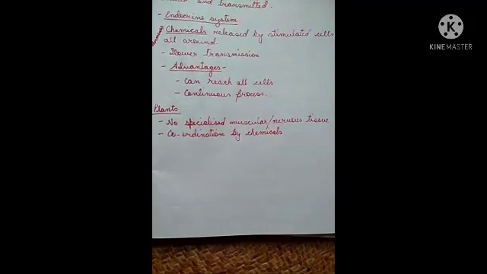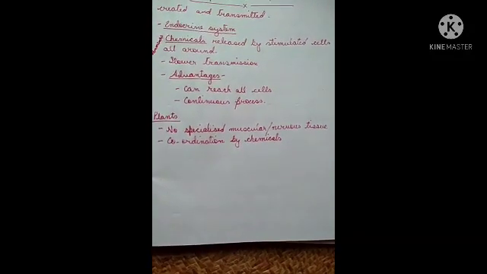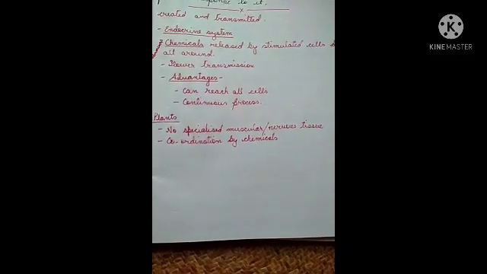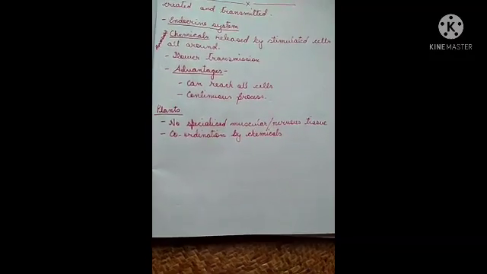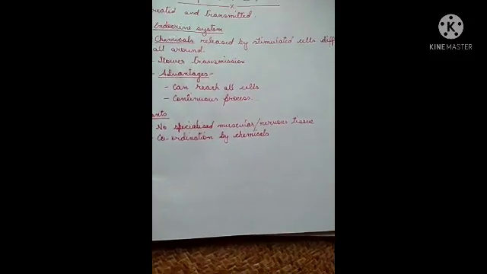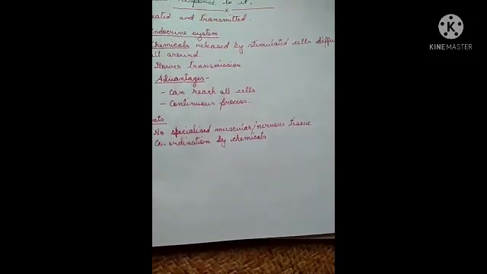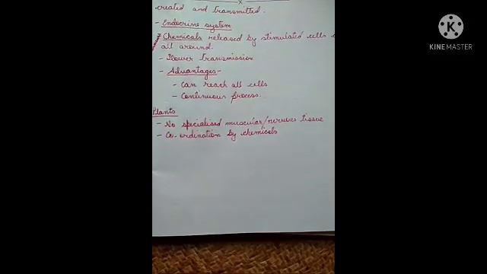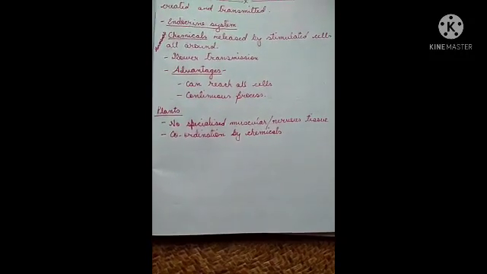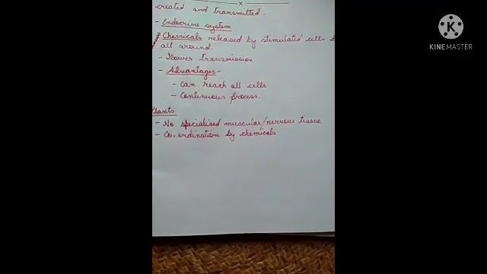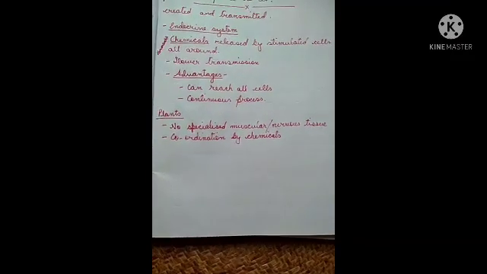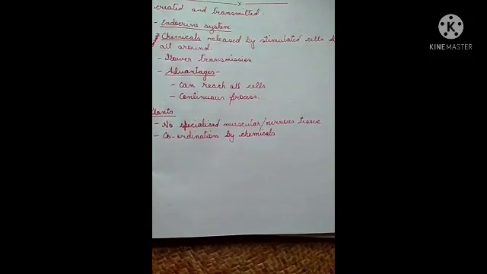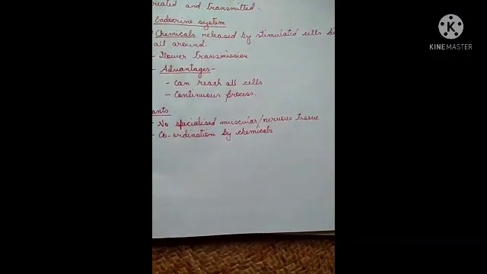Okay, but this process is a bit slower. This is a slower process because the chemicals need to be transferred. First the chemical will be released. After releasing, they will go and stimulate another cell where the information needs to be sent. So this process is a bit slower. Okay, but the advantage of this process is that it can reach all cells. It's not that it can reach only some cells; in this endocrine system, the chemicals which are released can reach each single cell.